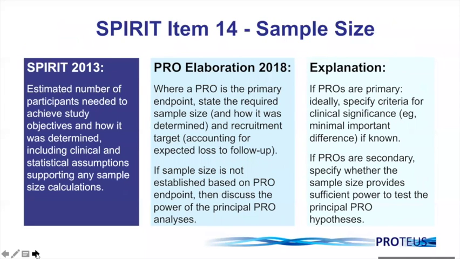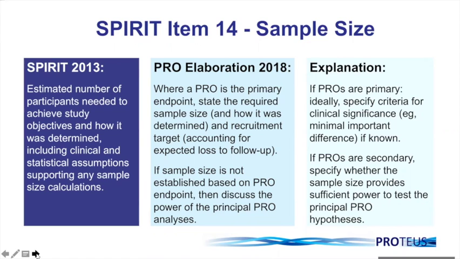SPIRIT item 14 is focused on sample size. The SPIRIT statement focuses on estimating the number of participants needed to achieve study objectives and how it was determined, including clinical and statistical assumptions supporting the sample size calculation. The SPIRIT-PRO Elaboration states that where a PRO is the primary endpoint, you should state the required sample size and how it is determined, and also the recruitment target accounting for expected loss to follow-up. If, however, the sample size is not established based on the PRO endpoint, then you should discuss the power of the principal PRO analyses.